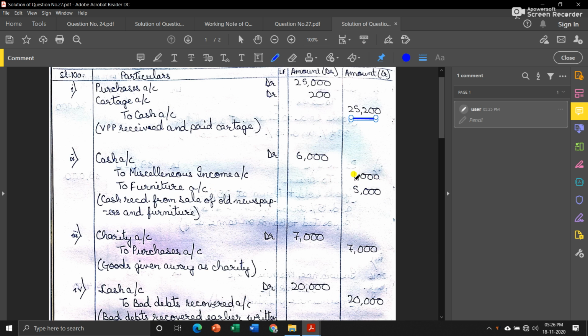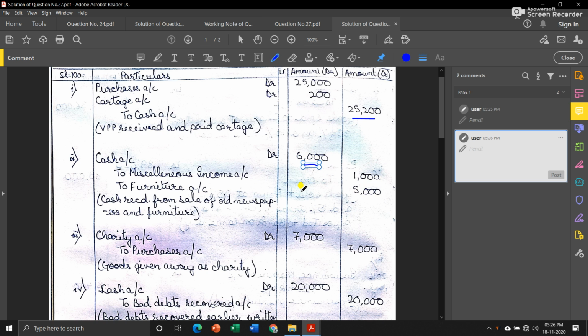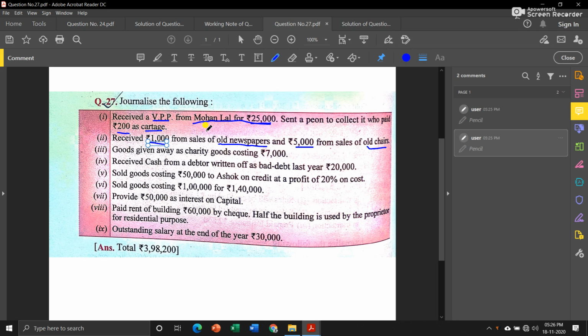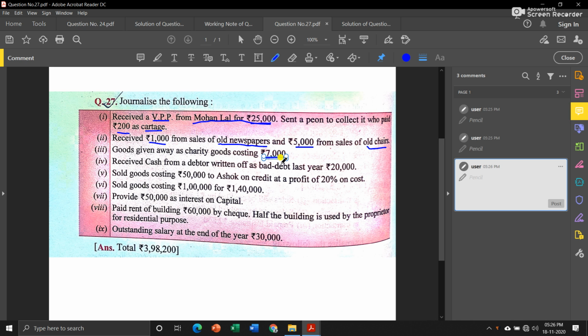So altogether we got 6,000 cash after selling those old newspapers as well as furniture. The next transaction: goods given away as charity costing rupees 7,000. That means 7,000 worth of goods. We took it out from our business and we gave away those goods as charity.